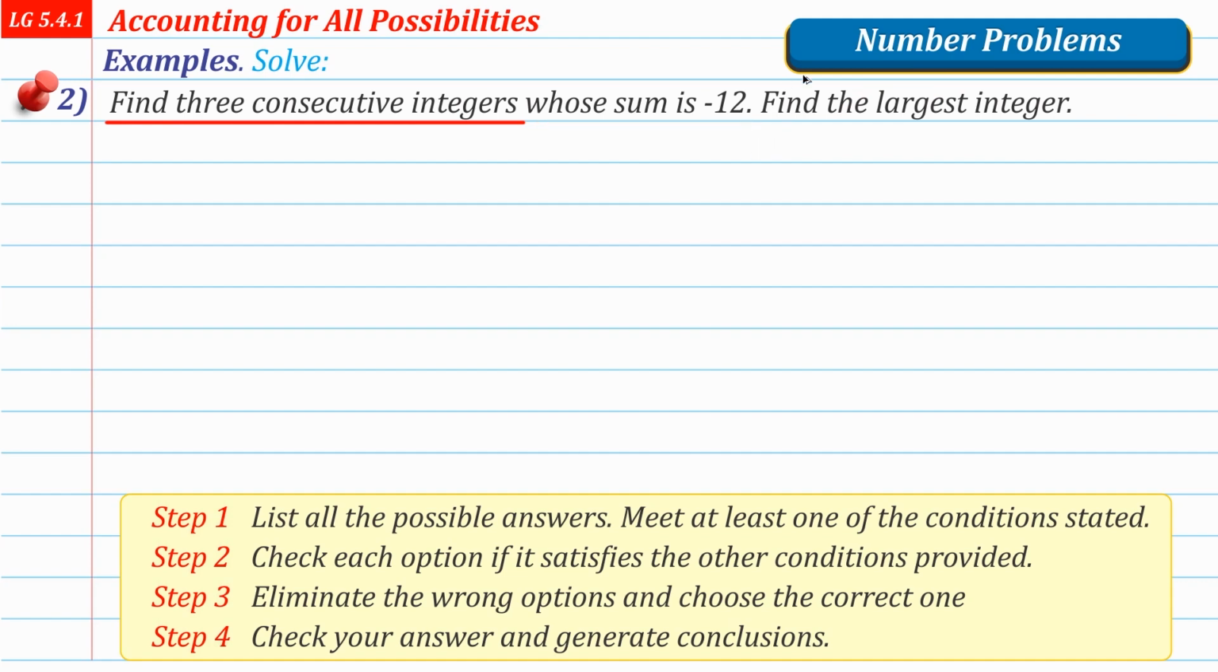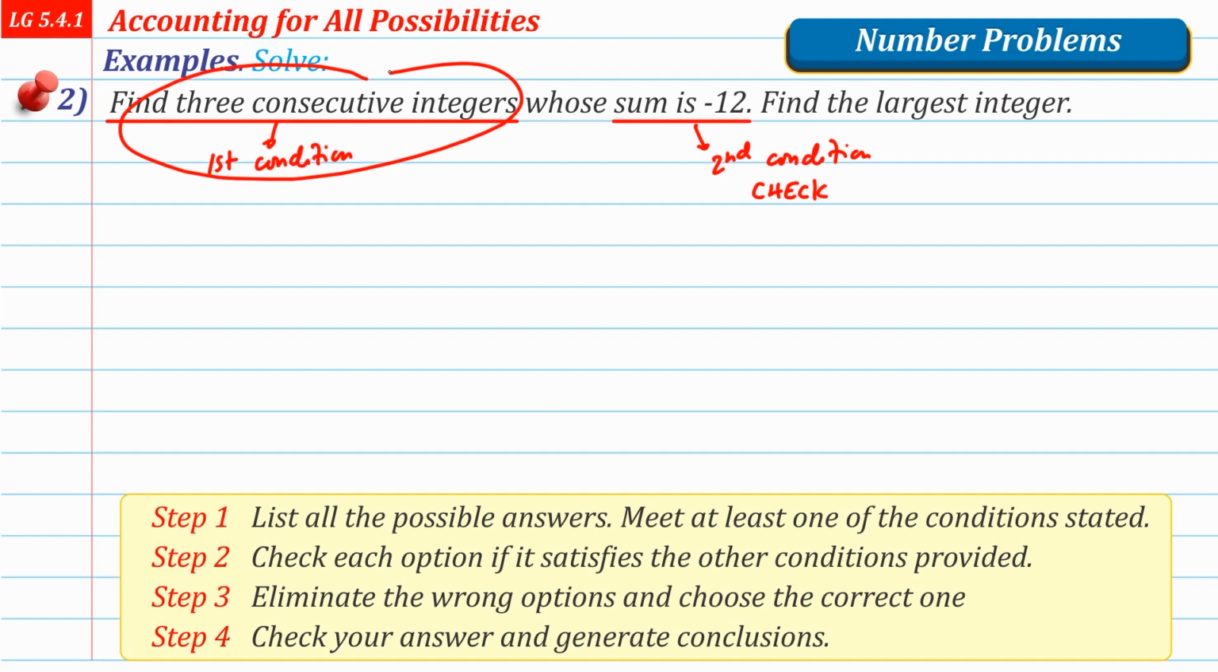Ano po ang ating mga conditions? Pinaghiwalay ko po ito kasi ito yung dalawang condition. So, let me state that this is our first condition. And then, ito po yung second condition. So, ito yung pang-check natin, ha? Meanwhile, mag-trial and error muna tayo. Let's organize our list.